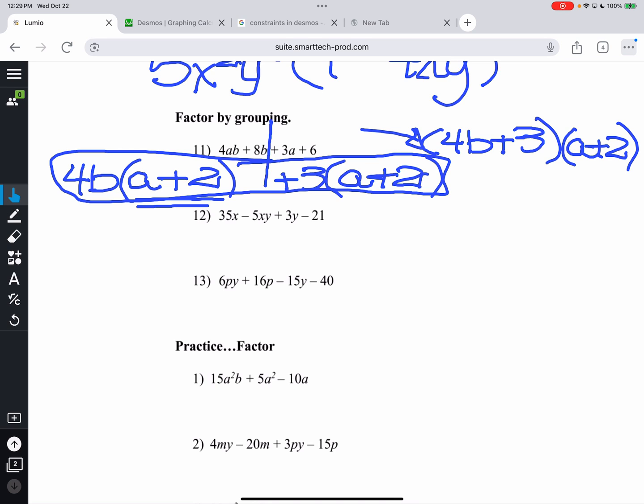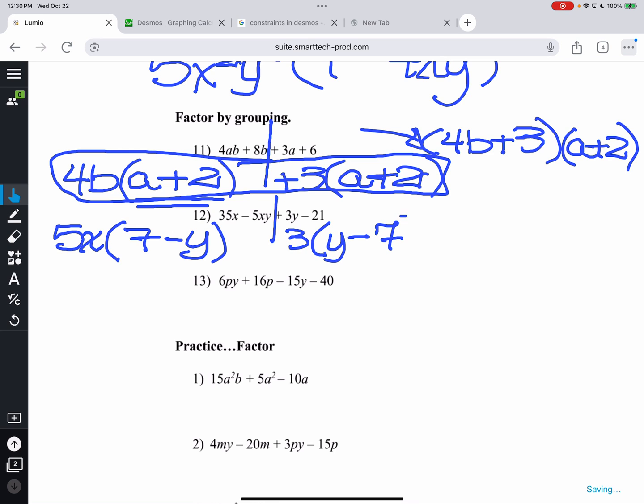12, where we have 35x. Where do we split this one? Before the plus for the 3x. So what would be our greatest common factor for the first part? 5x. And our left behind? 7 minus y. Everybody good with how we got that? Everybody agree? Okay. What is the greatest common factor for the second half? 3. And we're left with y minus 7. And that was a positive 3.